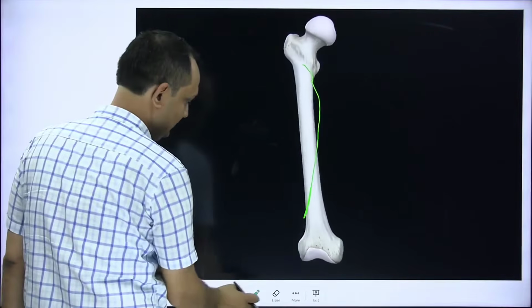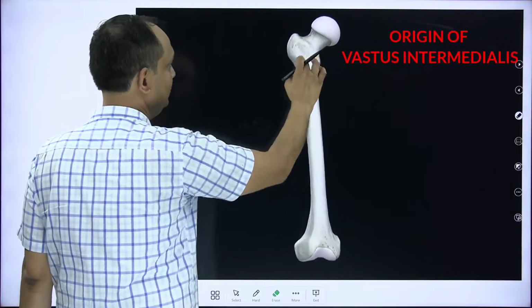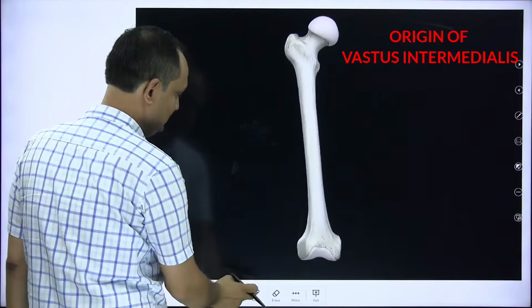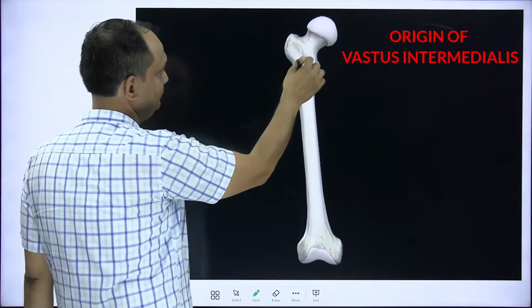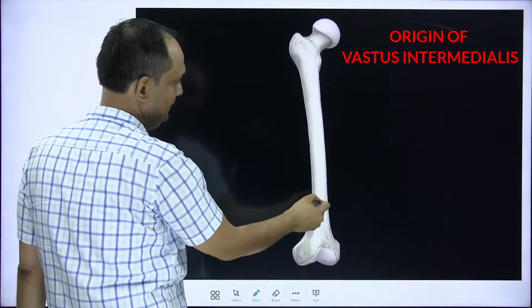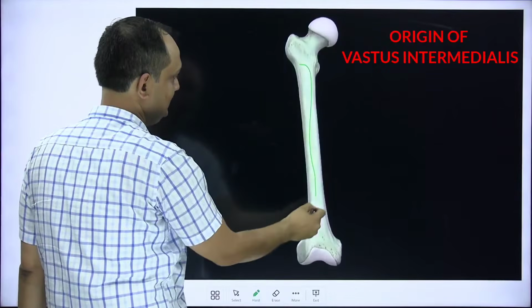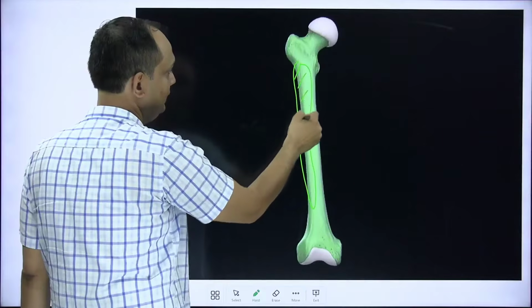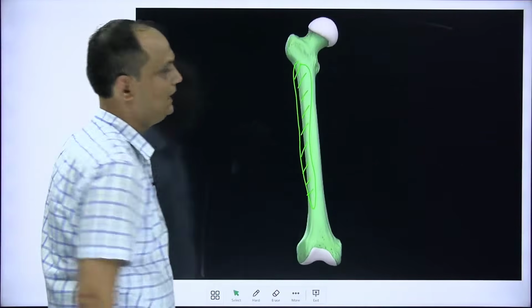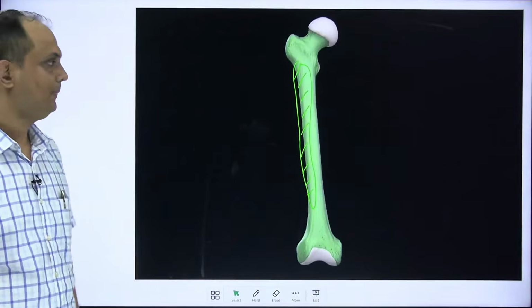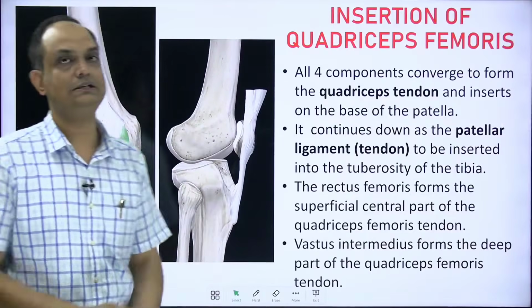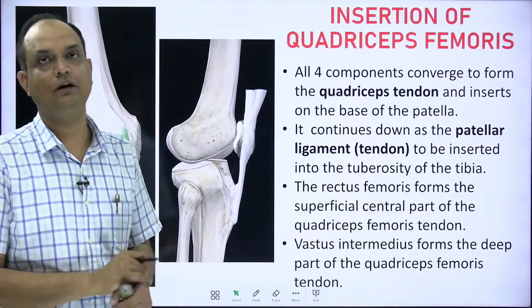While, when you see the origin of vastus intermedialis, it arises from the anterior surface and from the adjacent lateral side of the femur. It is not going on the medial aspect of the femur bone. Now, what about the insertion? Insertion is very important to understand.